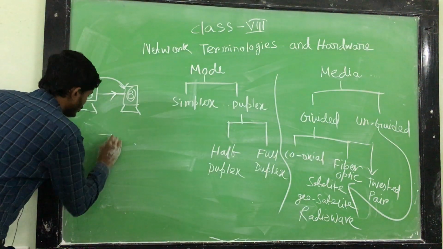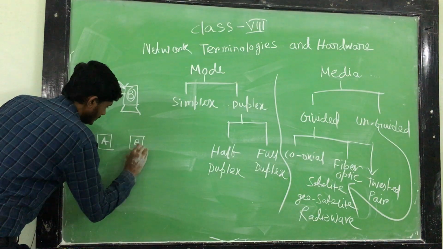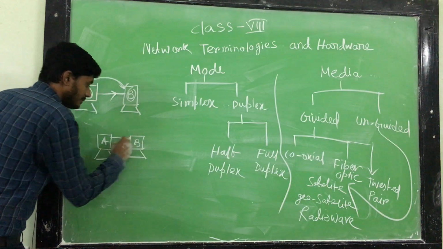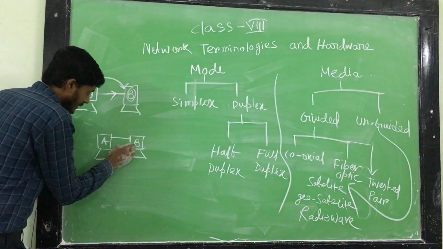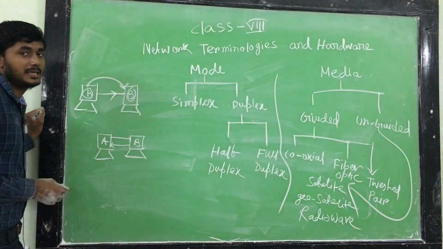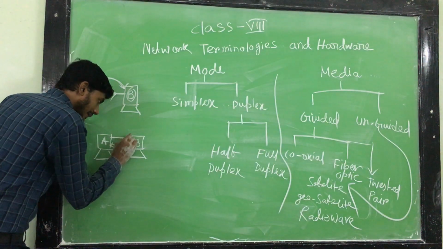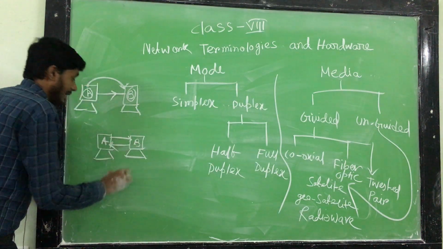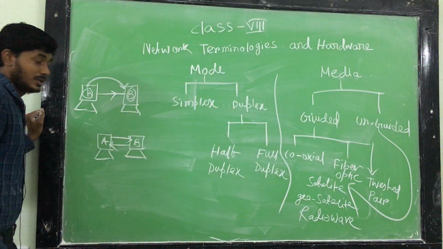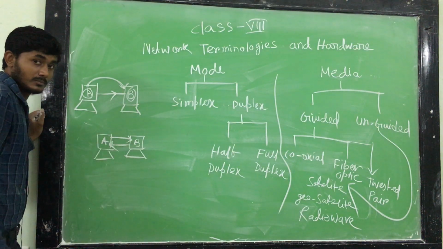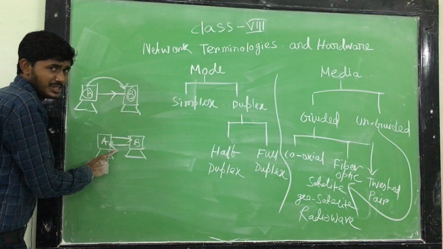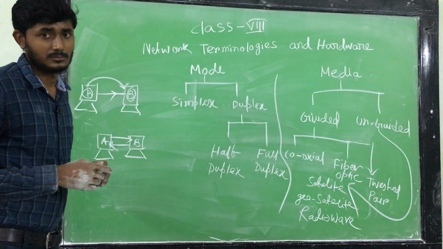Next one is half duplex. Suppose two computers are there, A and B. A can send data to B and B can send data to A, but not at the same time. After A successfully sends its data, B can send data to A. This is two-way communication, but not at the same time. Clear?